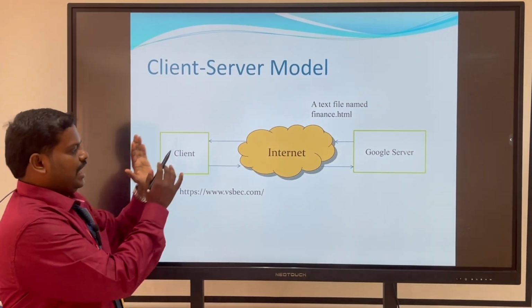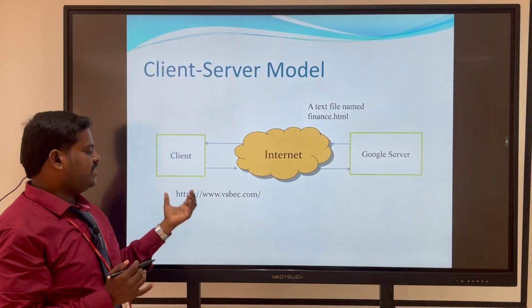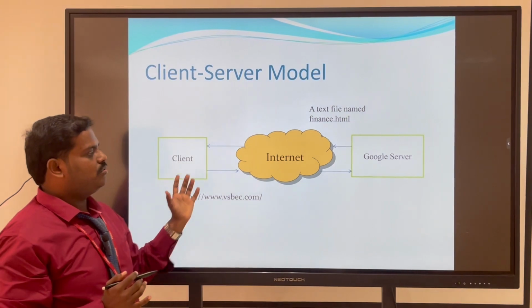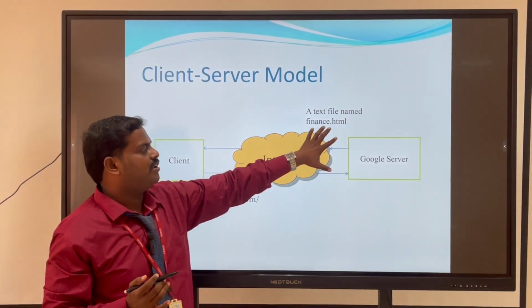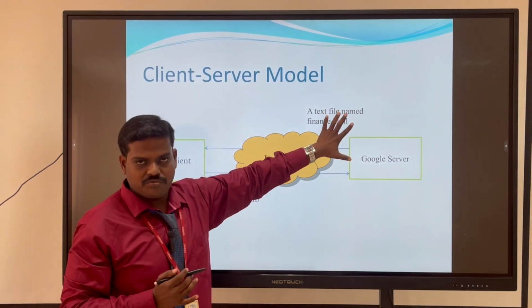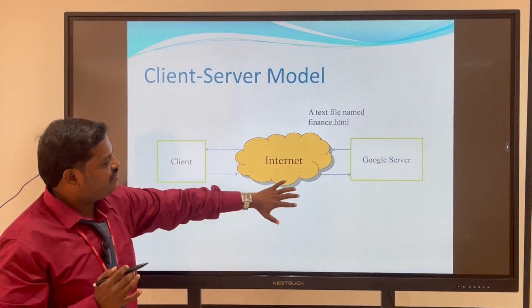So we have a client, a server, and the internet. A simple example is VSBECIT.com, which is stored in the particular server, and we process it only in HTML format. That is the basic structure of a client server model.